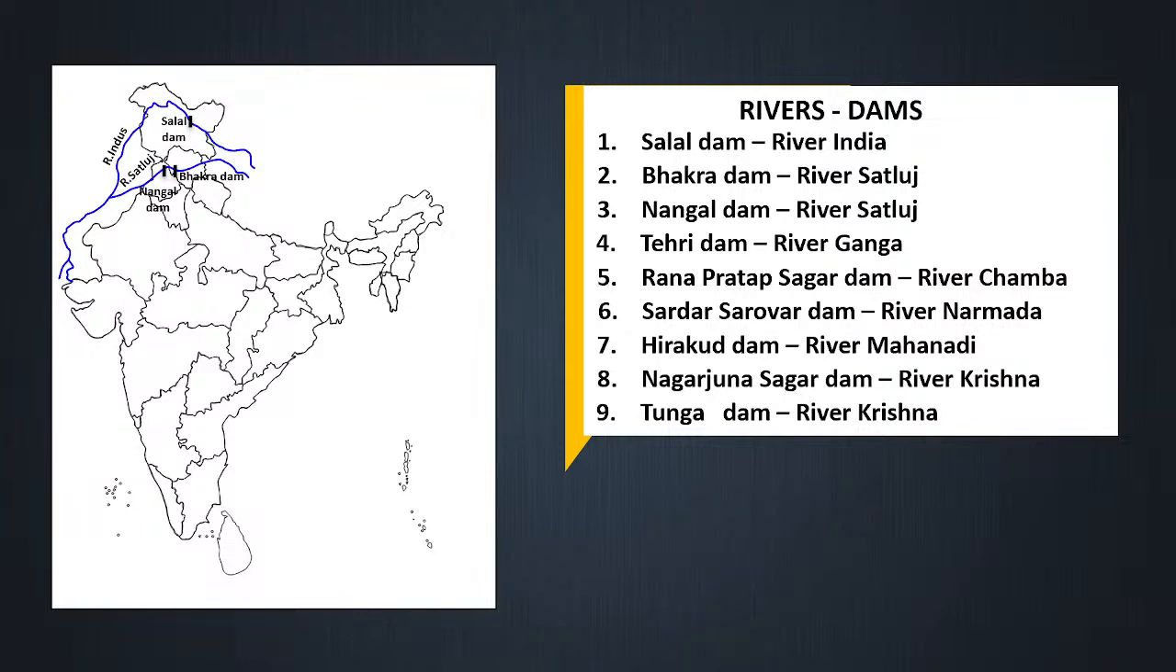Next, the third one, the fourth one, you have River Ganga. We have a dam that is Tehri Dam. Can you see this? River Ganga, Tehri Dam. Completed? Tehri Dam.